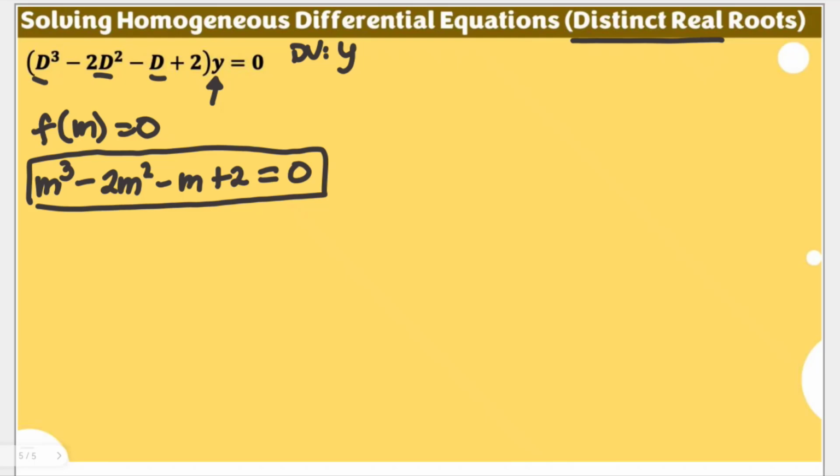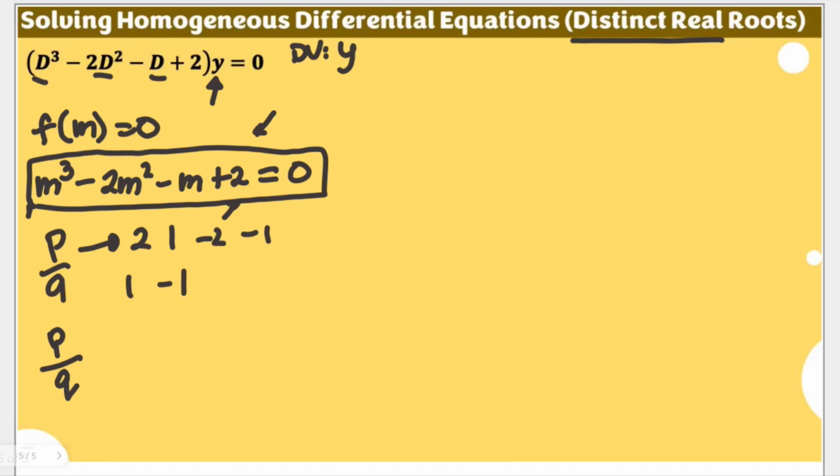The rational root or rational zero theorem tells us about a certain p over q, where p are factors of your constant 2. The factors are 2, 1, -2, -1, and your q here are actually the factors of your first coefficient, so 1. So it could be 1 and -1. You take all ratios of p over q and you try all of them here. But for some cases, it would take a lot of time, especially if your constant here is greater than 10 or even a very large value.